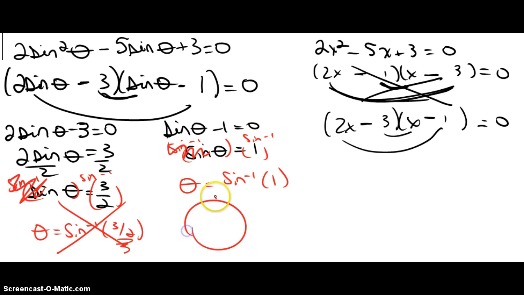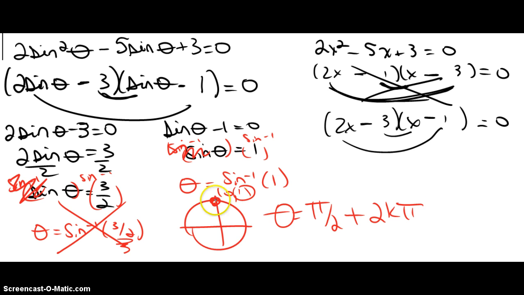So then if I look at this one, right up there is my point, which is (0, 1). All right. So this is at pi/2 on the unit circle. So theta equals pi/2 plus 2k pi, which is, again, every rotation around positive, every rotation around negative, where k is an integer.